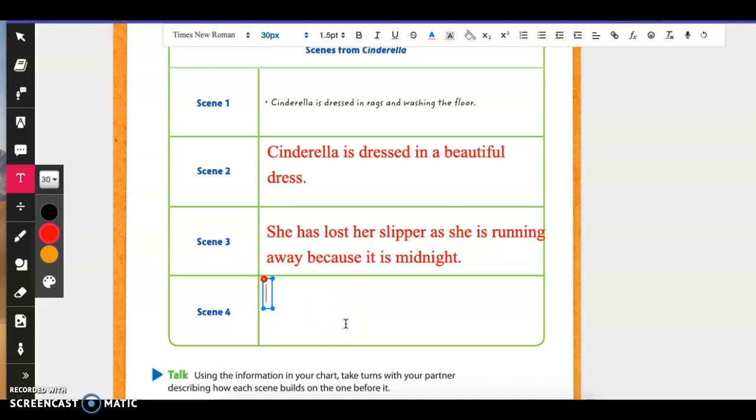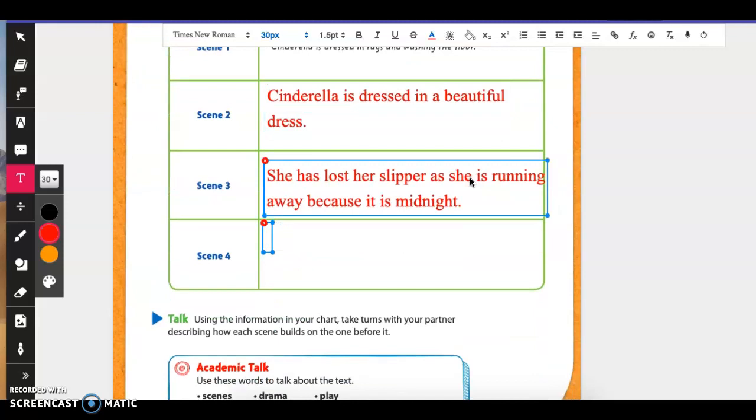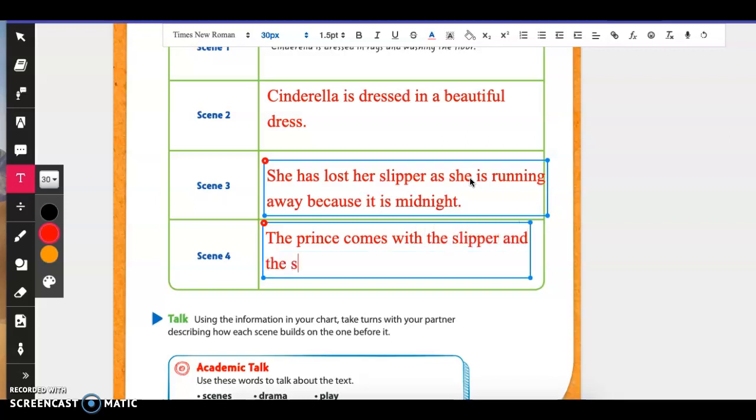Now, if we look at scene 4, we can see in scene 4, the prince comes with a slipper and the slipper fits her foot. Okay, so we have completed the chart. Go ahead and pause the video so you can complete your chart on your paper.